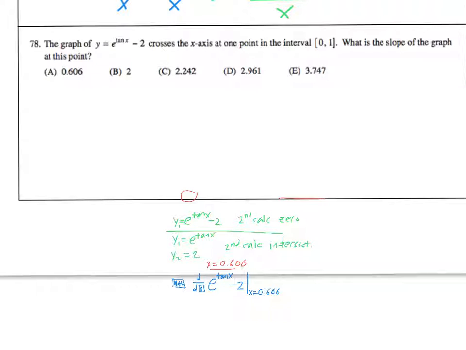If you've got a TI-83 or older, it's going to be nDeriv. It's called a numerical derivative. And what you're going to have to do is e caret tan x in parentheses, minus 2, comma x to tell you what variable you're using, and comma 0.606.